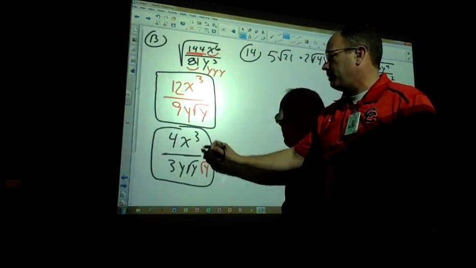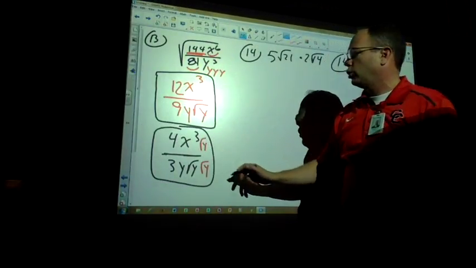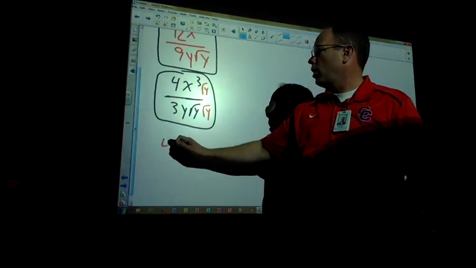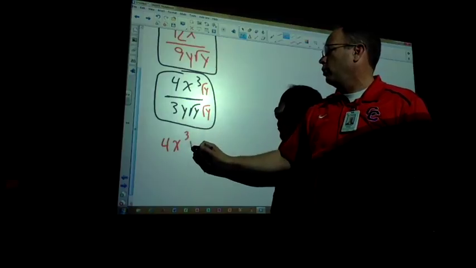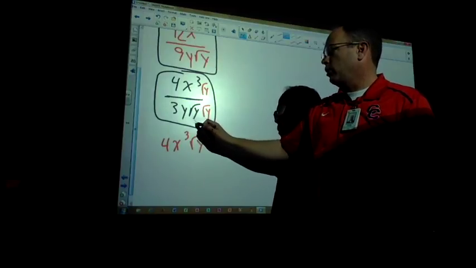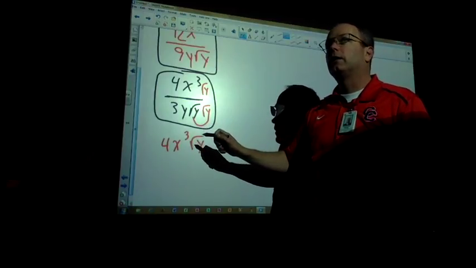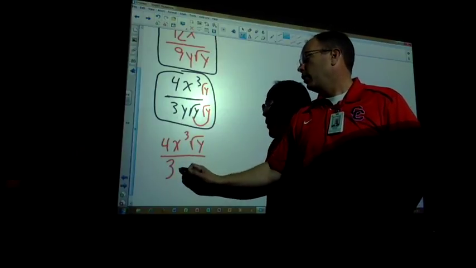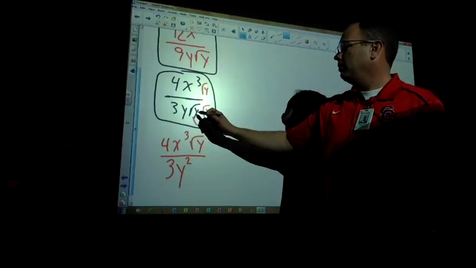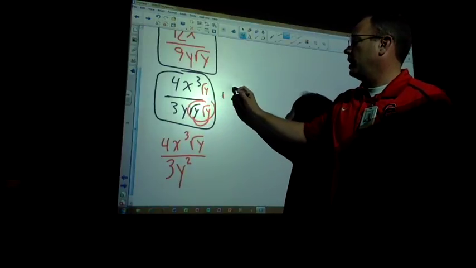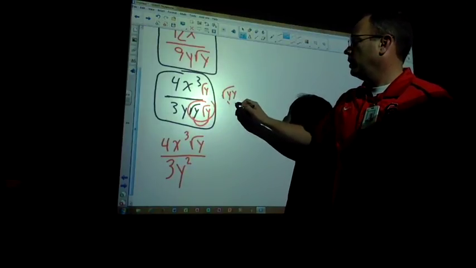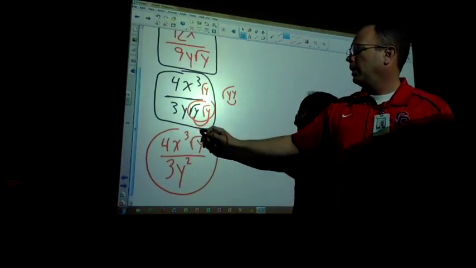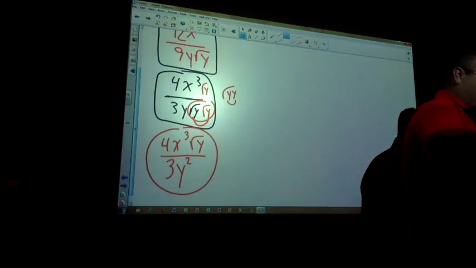I'm gonna multiply both top and bottom by root y, root y. So I get 4x to the third root y, and then root y times root y is what? Y. So what's on bottom? 3y squared, right? Because this here becomes this. So one of them comes out, multiplies there. That looks like a good job. Did what I could for you.